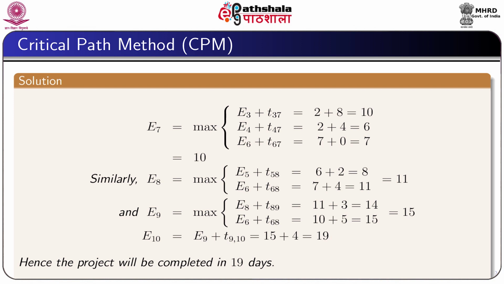Similarly, we can find the value of E8 as 11, E9 as 15, and then straightforwardly we can find E10 equal to E9 plus T9,10. Since E9 equal to 15, therefore, we get E10 equal to 15 plus 4, which is equal to 19. And this shows that E10 equal to 19 means the project will be completed in 19 days.